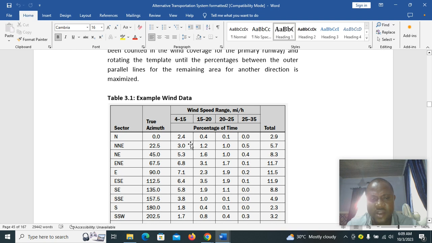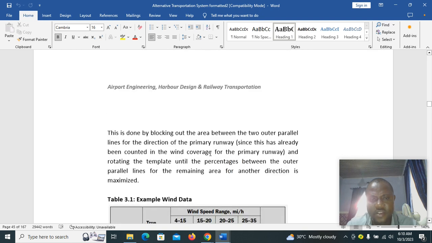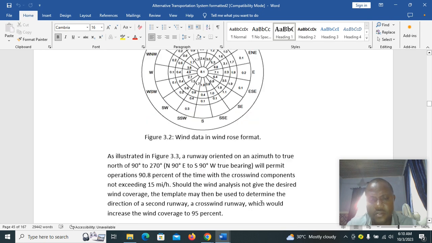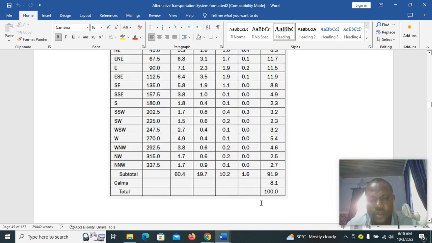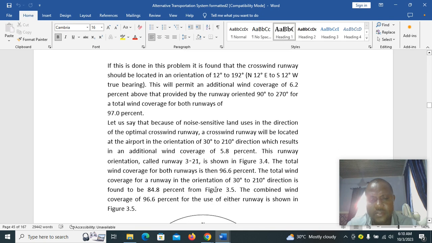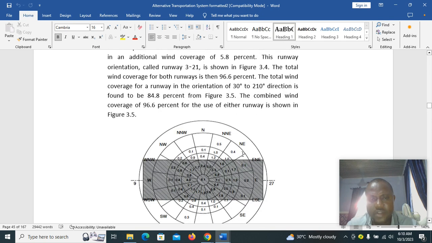For each of it, we have the azimuth. We have 4 to 15, 15 to 20. So these are the wind range or wind speed range, which is given in concentric circle form. So you see the wind speed range for the first one, for the second one, for the third one, and for the fourth one. So once we've been able to plot all this, what is on the table, we go ahead and then bring that template which we have.